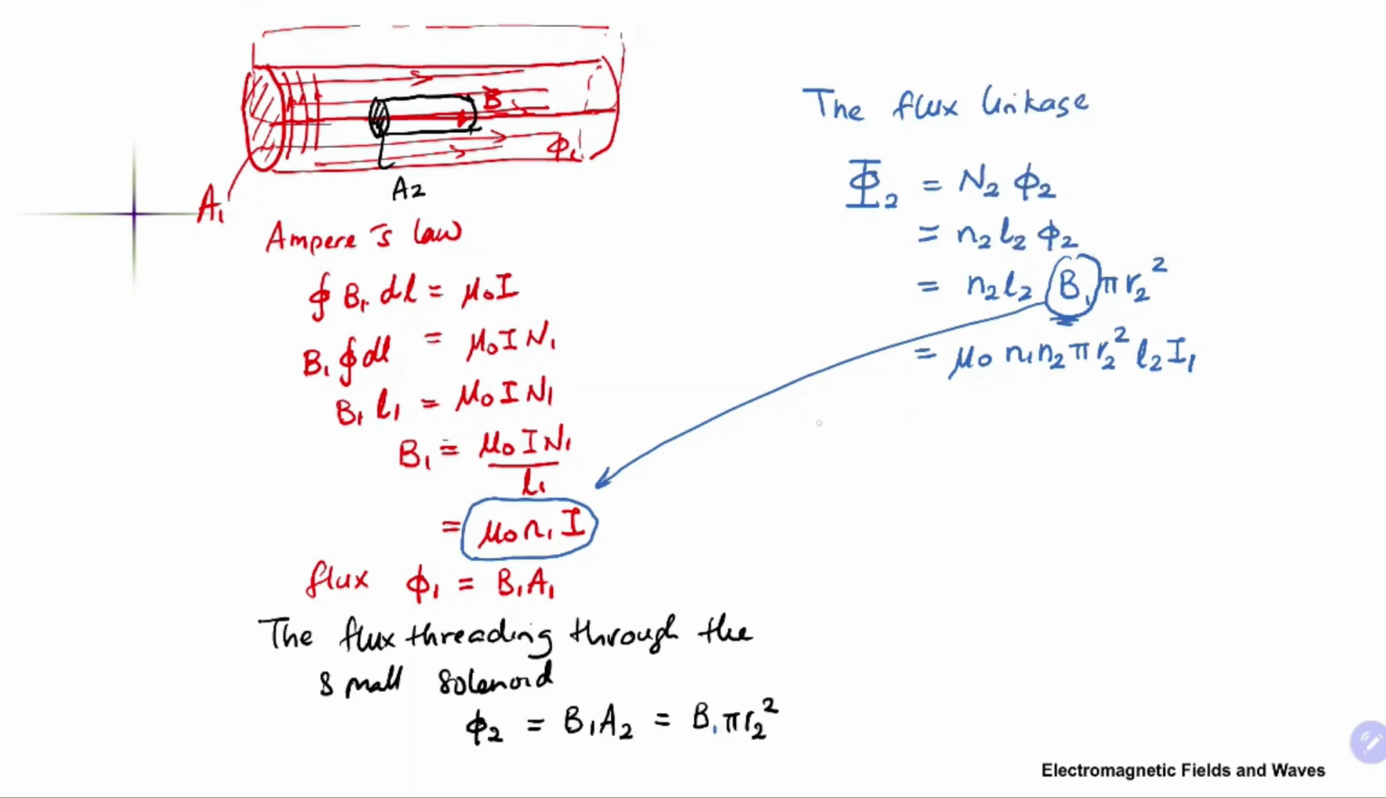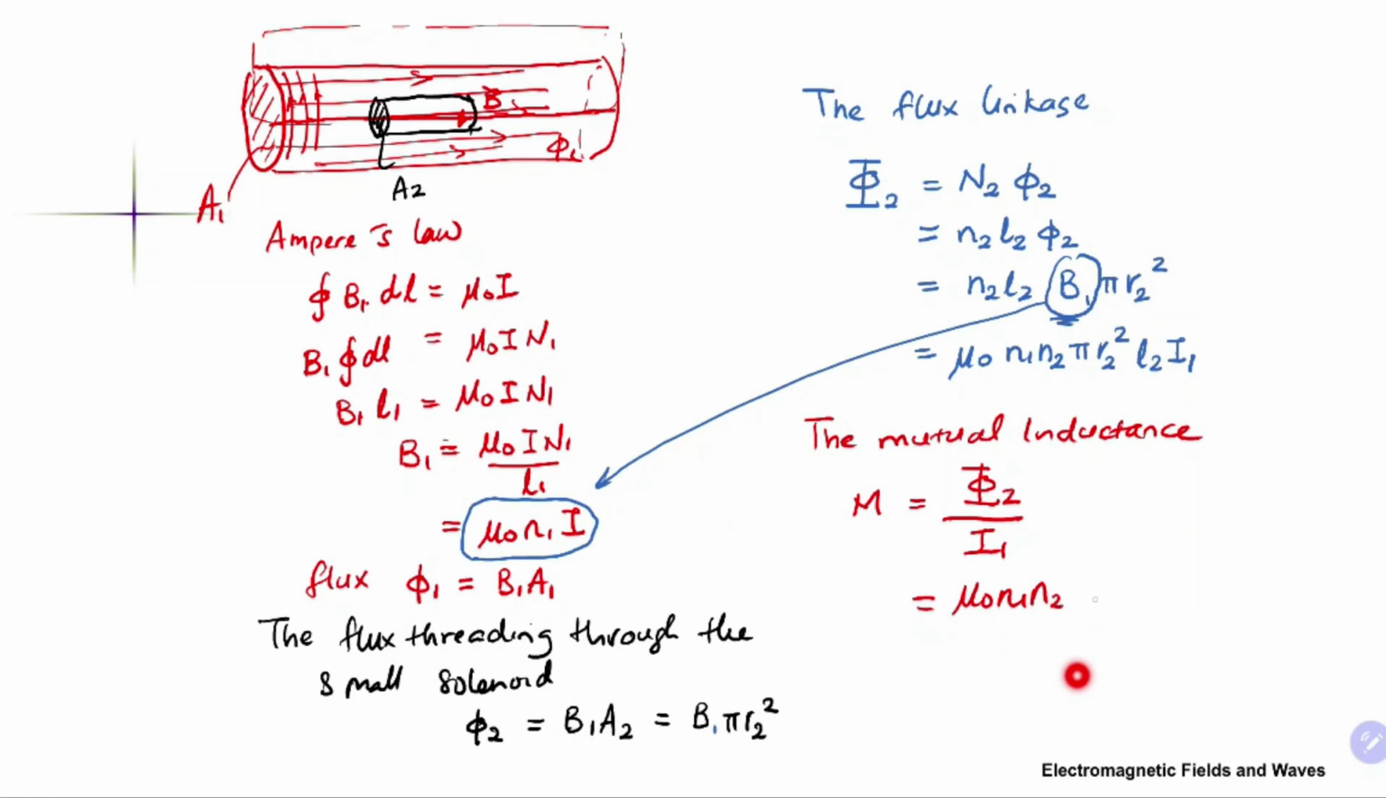Then we can calculate the mutual inductance, which equals the flux linkage divided by the current I1. Putting all the values in, you should get about 99 microhenry.